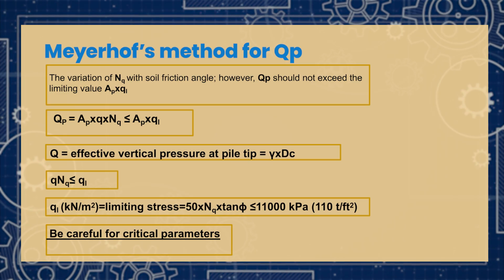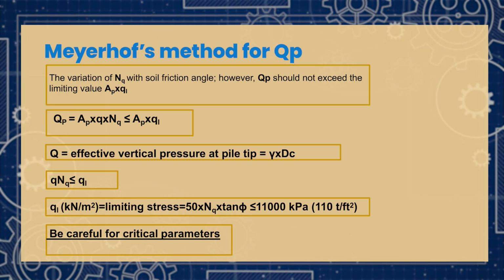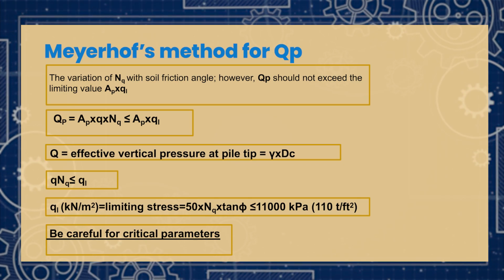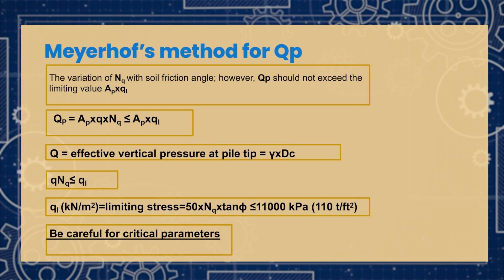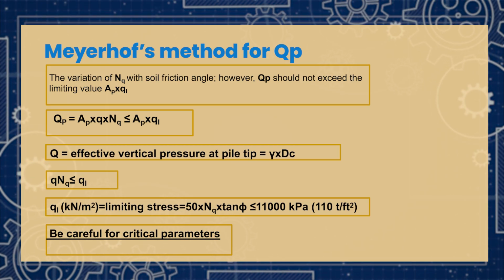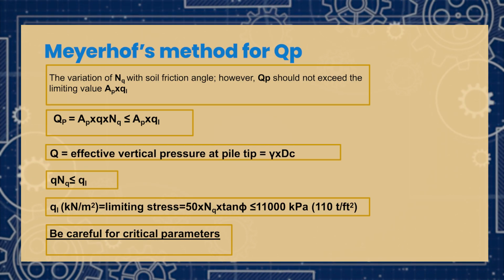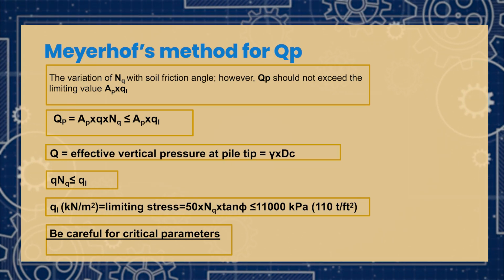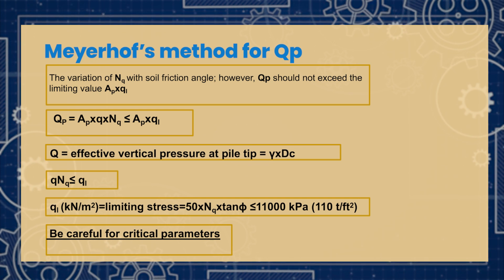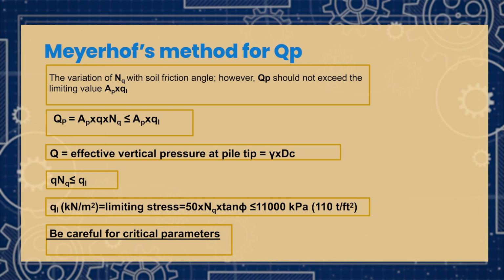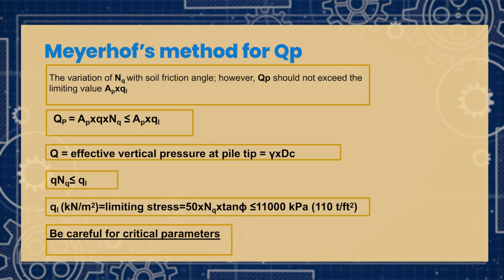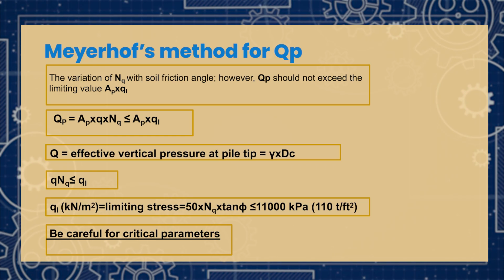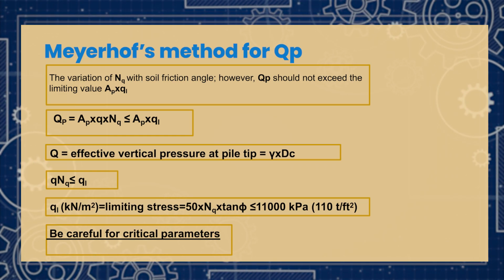It means that Ap into q' into Nq, this is the end bearing formula, should not exceed the limit. What do you mean by q'? q' is nothing but the effective vertical pressure at the pile tip, so that is nothing but gamma into D. That is why it will keep on increasing with depth. You have different densities and different depths, so as you go on, this will keep on changing.